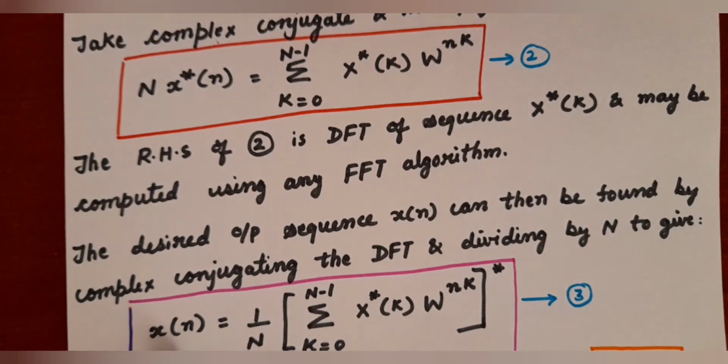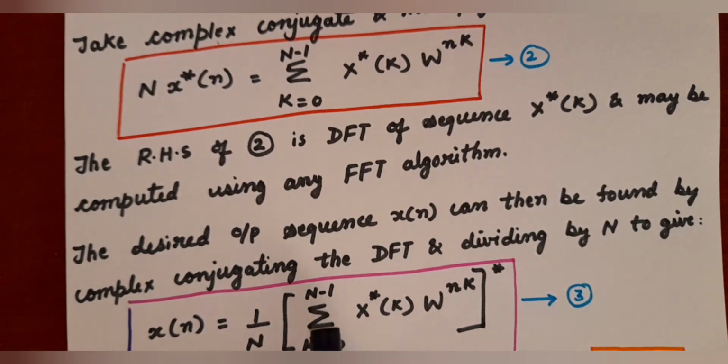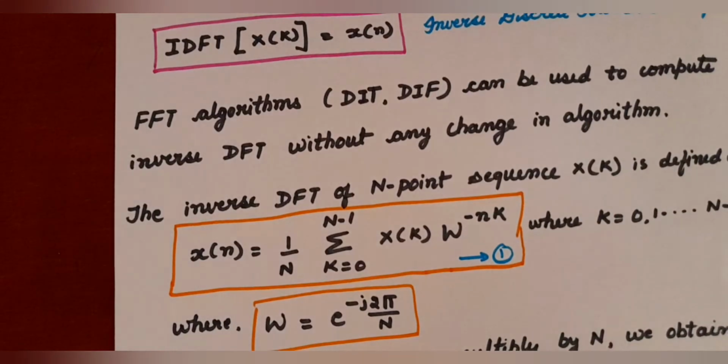So, what is the IDFT equation now? x of n is equal to 1 by N summation k is equal to 0 to N minus 1 X star of k W to the power of nk whole conjugate. Or the other way of writing this equation 3 is this equation 1: x of n is equal to 1 by N summation k is equal to 0 to N minus 1 X of k W to the power of minus nk.